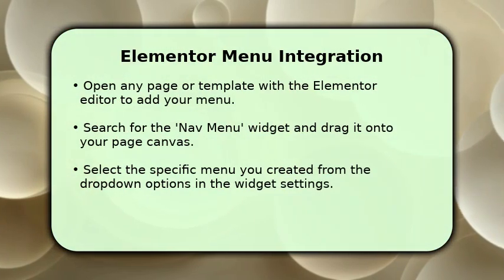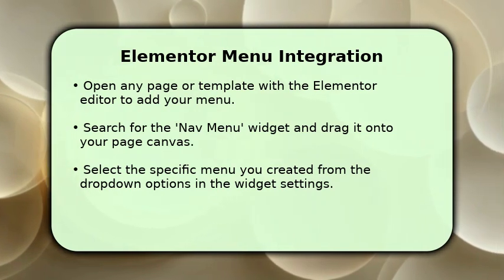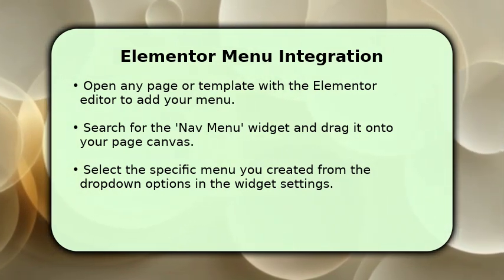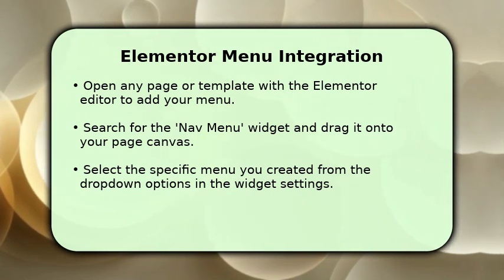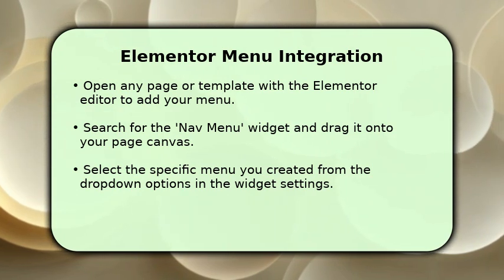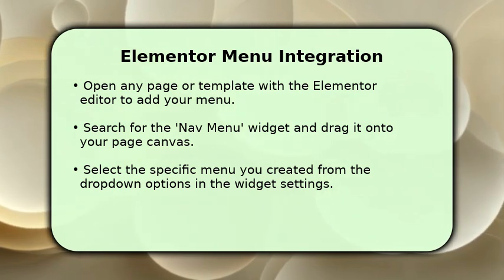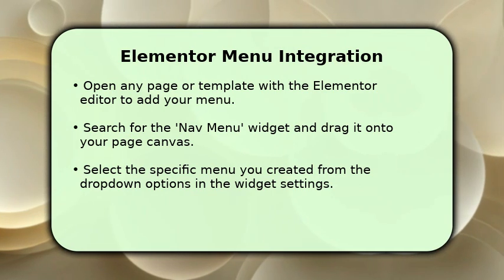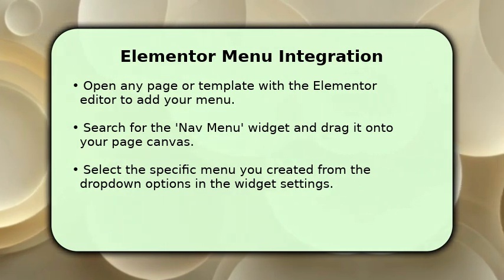Now, let's bring your menu into your Elementor-designed pages. Open the page or template where you want your menu to appear using the Elementor editor. In the Elementor sidebar, search for the Nav menu widget and drag it directly onto your canvas. Within the widget settings, you'll find a drop-down to select the exact menu you just created.